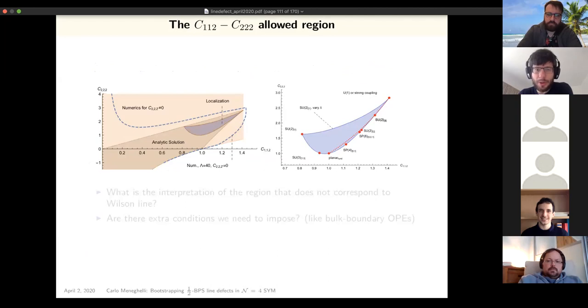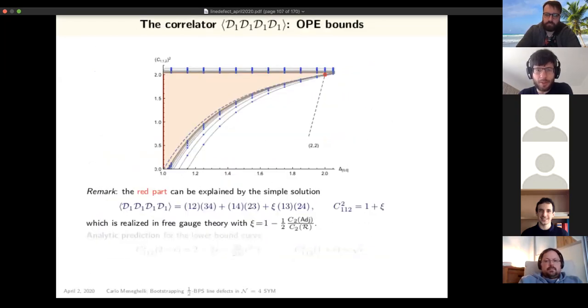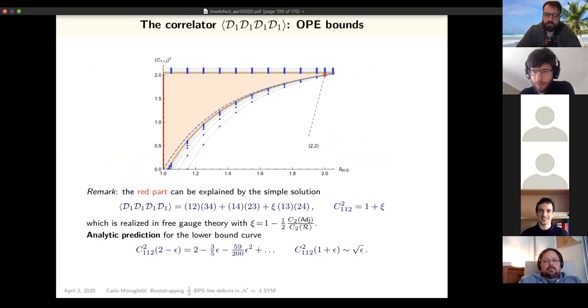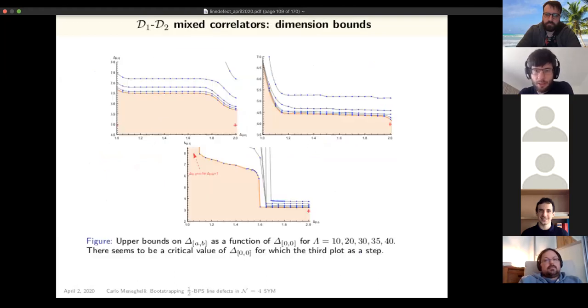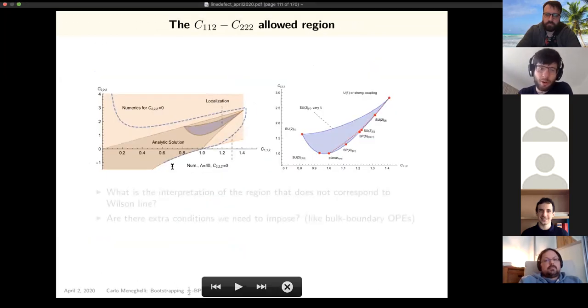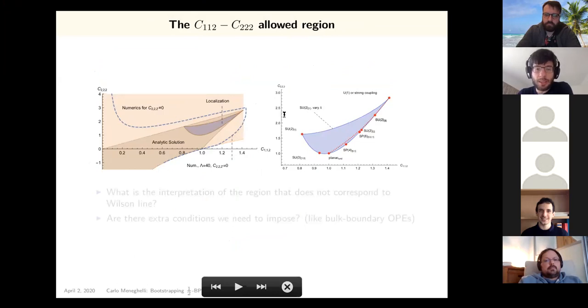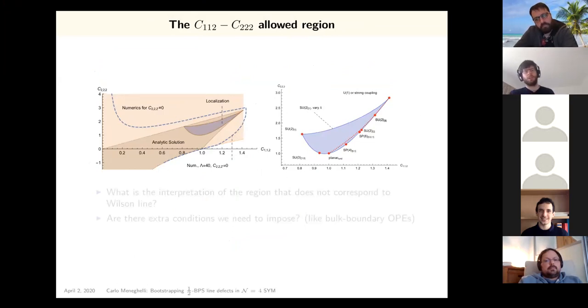But the upshot of the numeric is that, I think this plot is interesting. There is this point on the right, which we're going to study in a second and show again. And then there is more of this 1D setup than Wilson lines. And the question is if they are realized as definite and equal four, or there is some condition we are not taking into account.